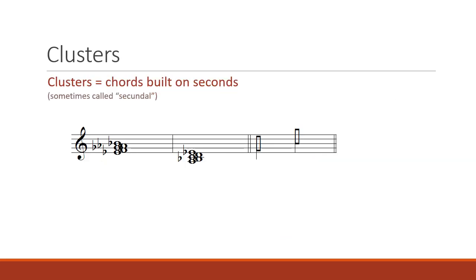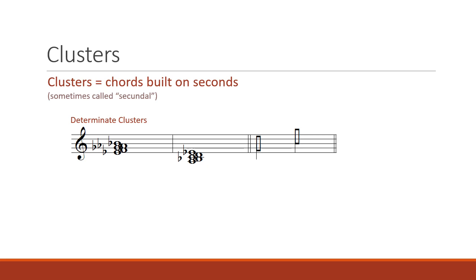Clusters are chords built on seconds, and they are sometimes called secundal chords. There are two types of clusters. Determinate clusters are when the composer specifies exactly what pitches are to be played. So in this first example, we have E flat, F, G flat, A flat, B flat, all sounding together. And in the second example, it looks like A, B flat, C, D, E flat. But again, the composer is specifying the pitches as a chord.